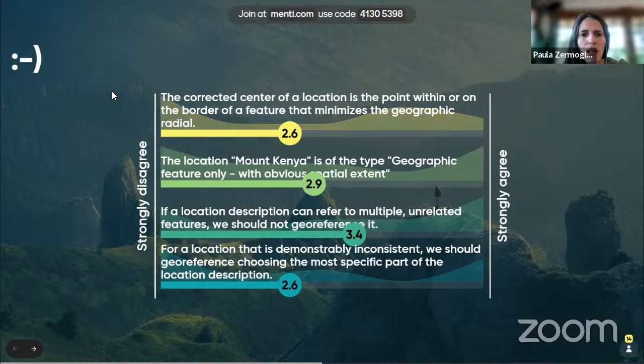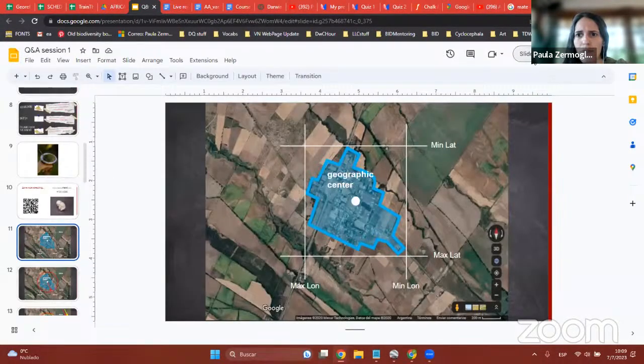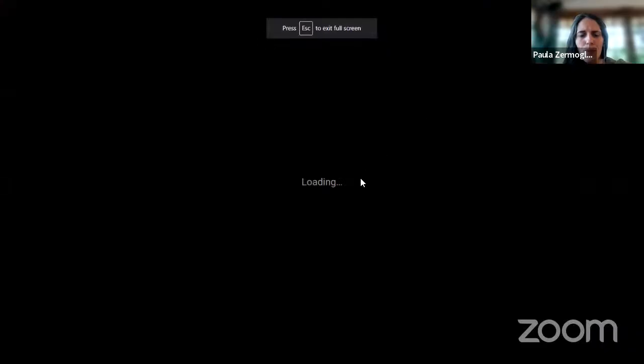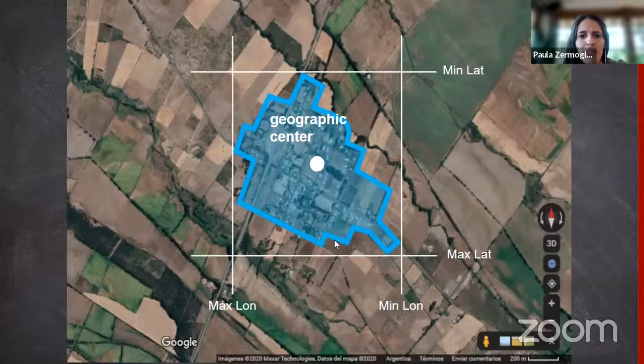And I want to go, give me a second, to the presentation here to remember a couple of things that we've seen before. If we have a given feature, in this case it's a town, and we can determine the boundary of the town and the extent, which is what's inside that boundary. That boundary has limits in latitude and longitude. And so provided those minimum and maximum latitudes and longitudes, we can determine a center that is a geographic center.